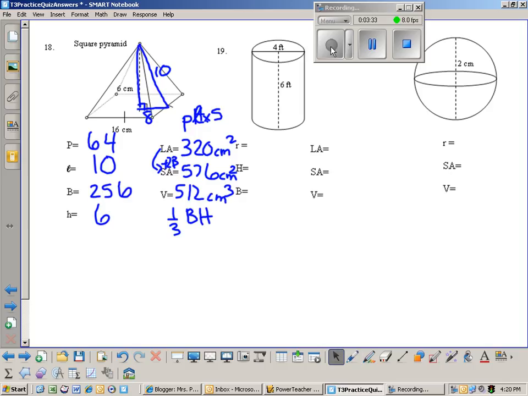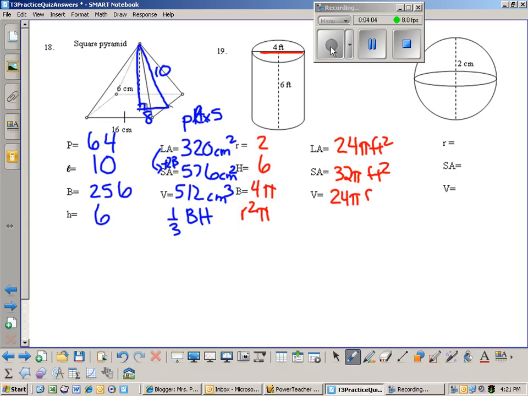Then we come over to our cylinder. Radius is going to be 2 because the whole diameter is 4. The H is 6, and the big B then is going to be 4 pi because the area of a circle is radius squared pi. So the LA is going to be 24 pi feet squared. Surface area, 32 pi feet squared. And the volume is another 24 pi feet cubed.